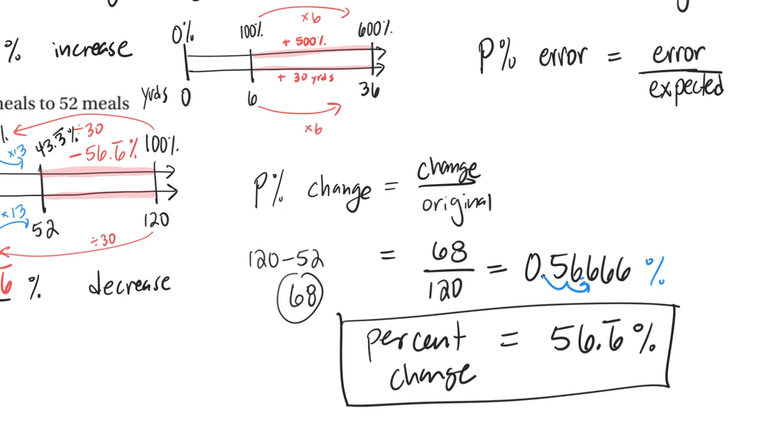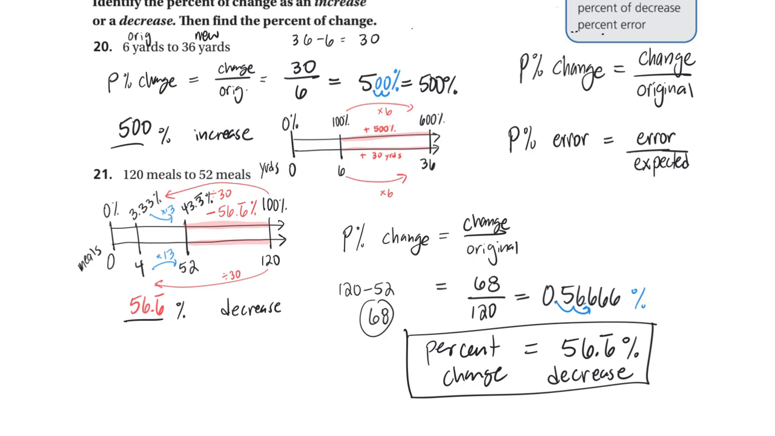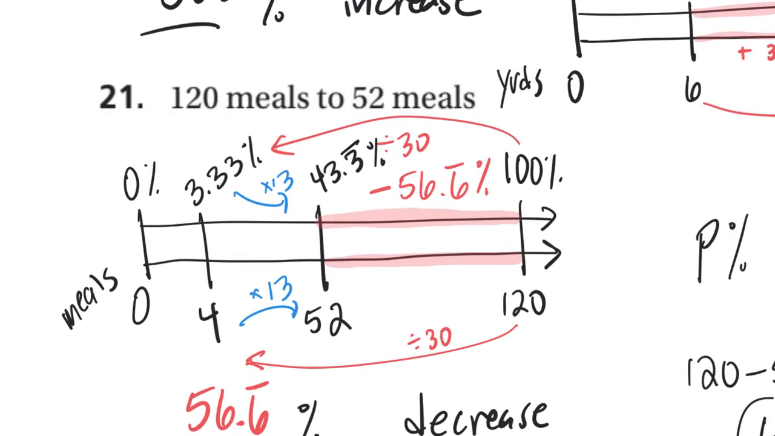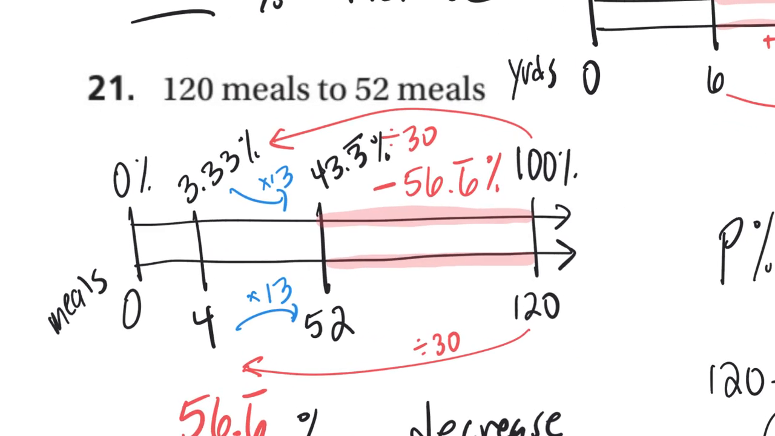Okay, and then be careful. It is that much of a decrease. That matters. You got to put that word. So it's 56.6% decrease. Okay, so use the equation, just change over the original, or good old friend, the double number line. All right, next.